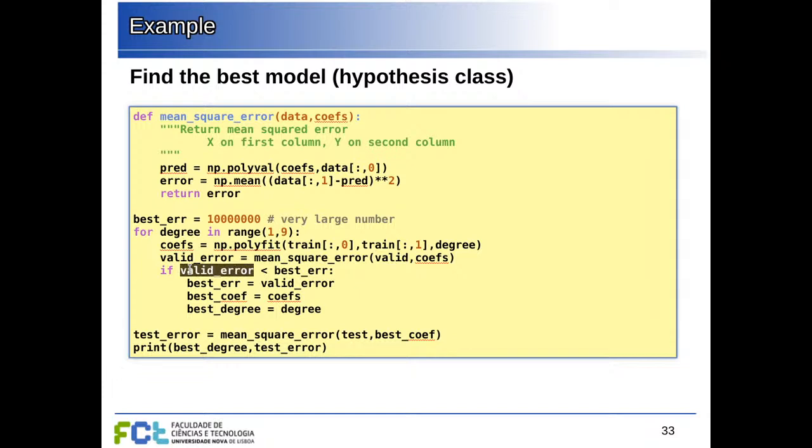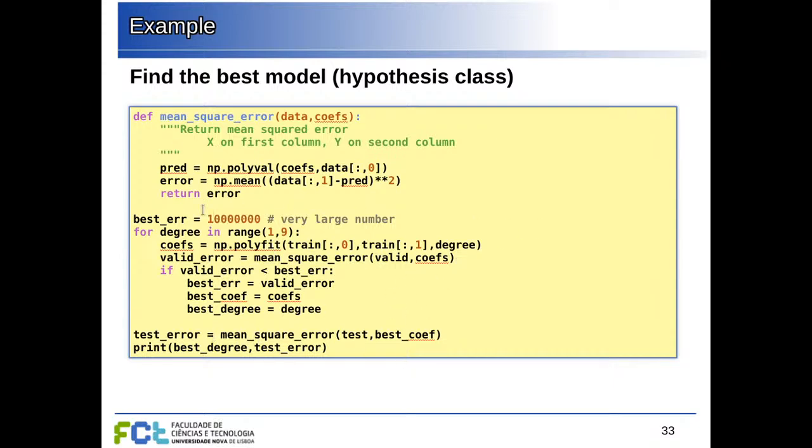And now if this validation error is lower than the best one so far, then we keep this validation error, this hypothesis, this set of coefficients, and the degree of the polynomial that we use. In order for this to work, we can just start with a very large number for the best error at the beginning so that the first iteration is guaranteed to be lower than that. And then we just loop through all the different degrees.